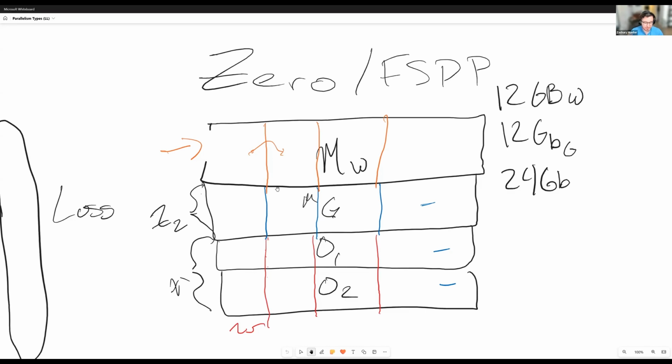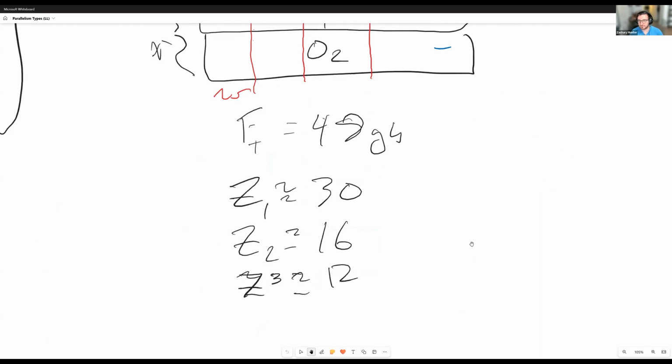So the good news is, if we think about the entire memory being used, full training would have taken 48 gigs per GPU. ZeRO-1 gets us to about 30. ZeRO-2 gets us to about 16. And ZeRO-3 gets us to about 12, if we consider how everything is looking.